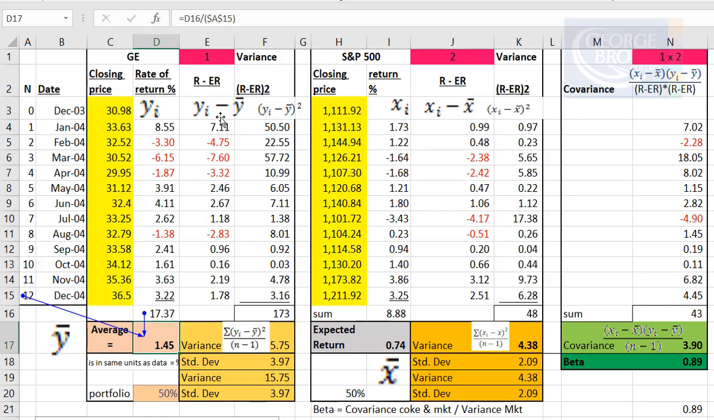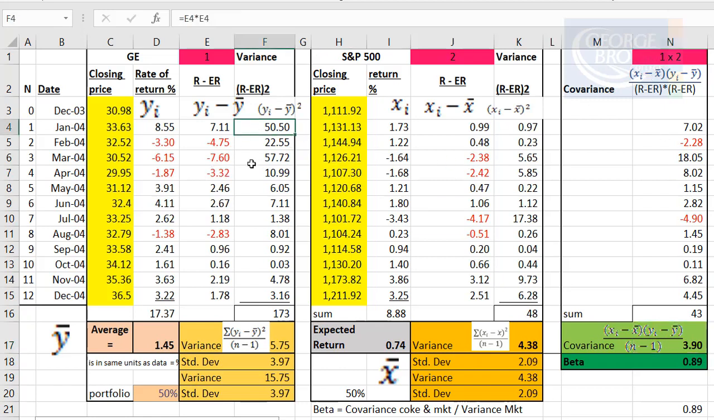There's 12 returns, okay? Then in the next column, what I'm going to do is subtract y minus y bar, the return minus the expected return. So 8.55 minus 1.45 gives us 7.11. We need that because when we calculate the covariance, it's y minus y bar times x minus x bar, and that gives us this column. We sum that up, and the covariance is the sum of y minus y bar times x minus x bar divided by n minus 1, because we're using, again, a sample.